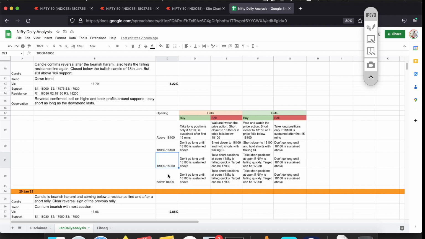17,930 like that. If the price opens below 18,000, which is a gap down scenario, then in that case take short positions at open because 18,000 being a support, this means that the support is taken down and the gap may act as a strong resistance. So take short positions at open and see how far Nifty goes down. But 17,900 to 17,930 can play as an immediate support. So watch the price action there and take actions accordingly.